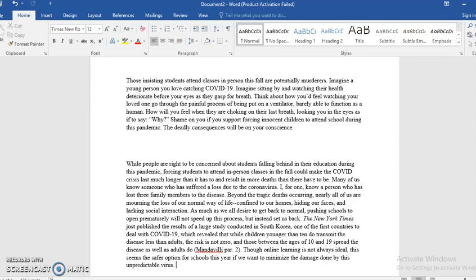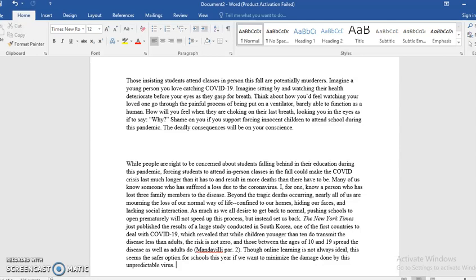Beyond the tragic deaths occurring, nearly all of us are mourning the loss of our normal way of life, confined to our homes, hiding our faces, and lacking social interaction. As much as we all desire to get back to normal, pushing schools to open prematurely will not speed up this process, but instead set us back.